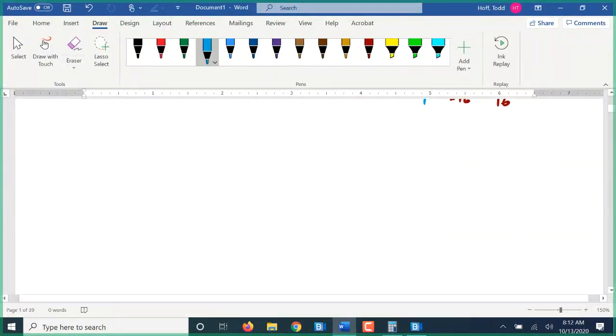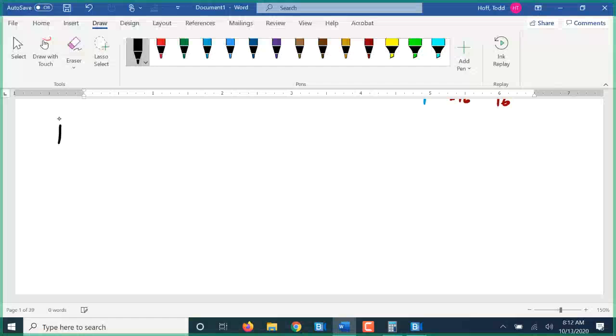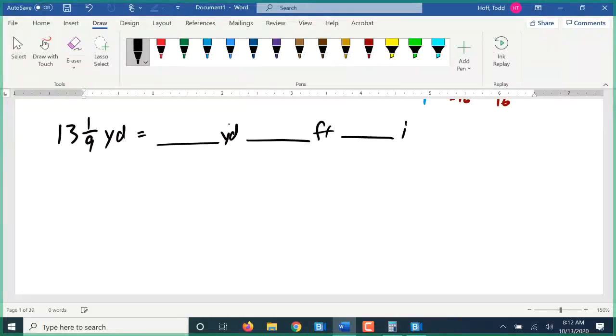And we could even go up to 3 units with this. We might have something like 13 and 1... No, that ain't going to work out real well. We'll do 13 and 1/9 yard. Let's say I want to split this up into yards, feet, and inches.